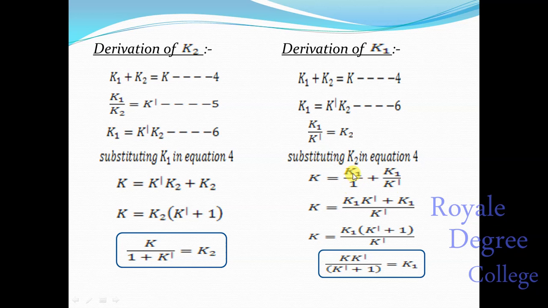Now k1 into k dash plus 1 into k1 by k dash. So now k1 we are taking as common. What remains here? k dash plus 1, divided by k dash. Now this whole k dash plus 1 we are bringing to the other side, and this k dash we are bringing to the other side. Okay, so k k dash divided by k dash plus 1 is equal to k1. So we have derived this value of k1.